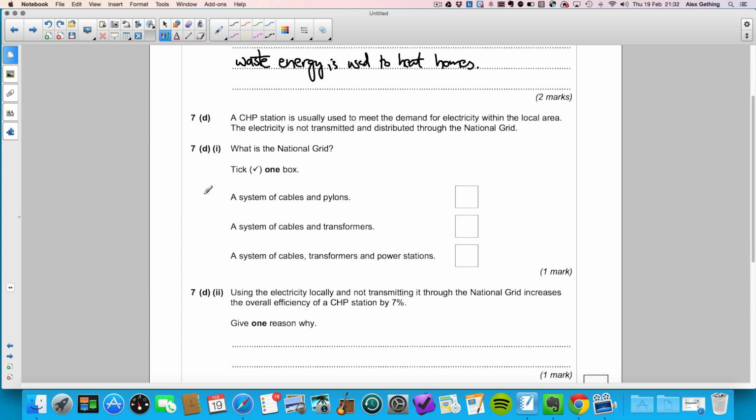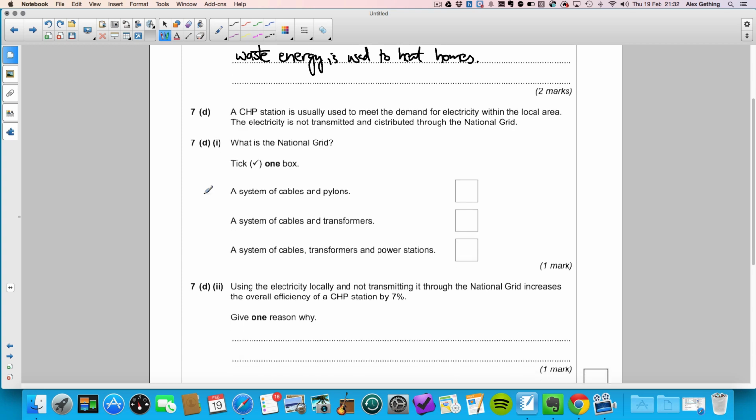7D. A combined heat and power station is usually used to meet the demand for electricity within the local area. The electricity is not transmitted and distributed through the national grid. What is the national grid? So again, only tick one box. If you tick more than one, you're going to lose the marks even if you're right with one of them. Okay, is it a system of cables and pylons, a system of cables and transformers, or a system of cables, transformers and power stations? And the actual national grid is going to be that middle one there, a system of cables and transformers.